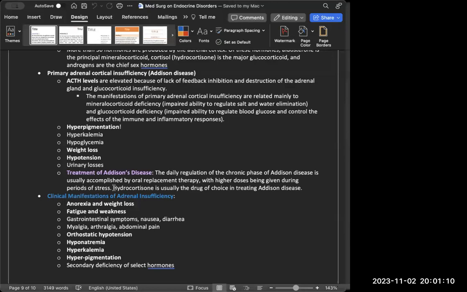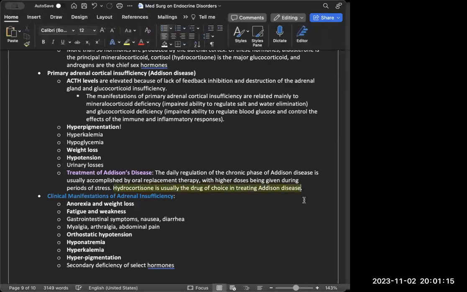Okay, and hydrocortisone is the drug of choice in treating someone with Addison's disease because the hydrocortisone is going to actually help with alleviating some of these symptoms. Okay, it's going to help reduce some of that stress that's being caused to the body, and it's actually going to help revert the Addison disease.